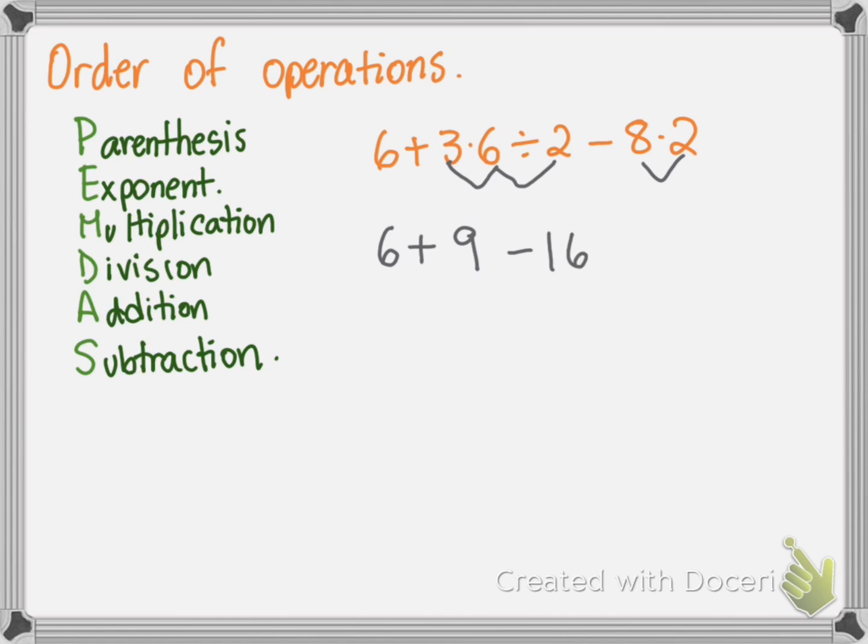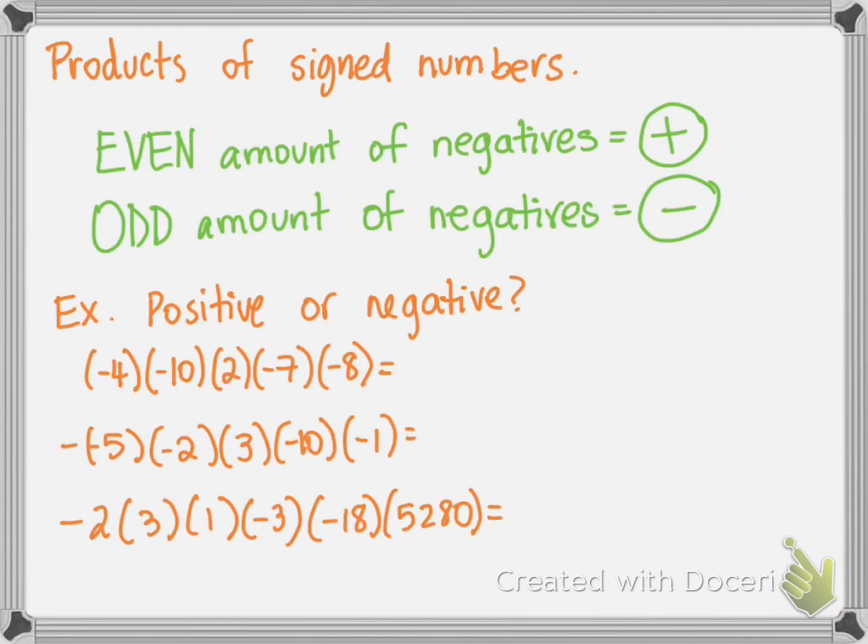When I add these, now we're in the last step, addition and subtraction, we're going to add 6 plus 9, which is 15, minus 16, and the answer is -1. Very simple. Just remember to use the word PEMDAS to remember the order of simplification. Now, the last thing that we're going to review in this lesson is the products of signed numbers. Remember that if we have an even amount of negatives, the answer will be positive. And if we have an odd amount of negatives, the answer will be negative.